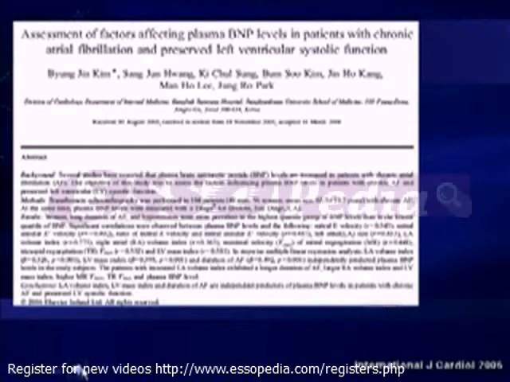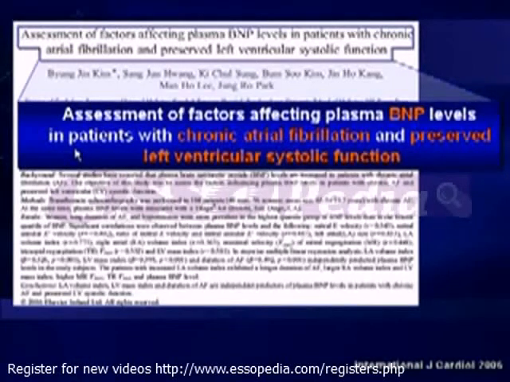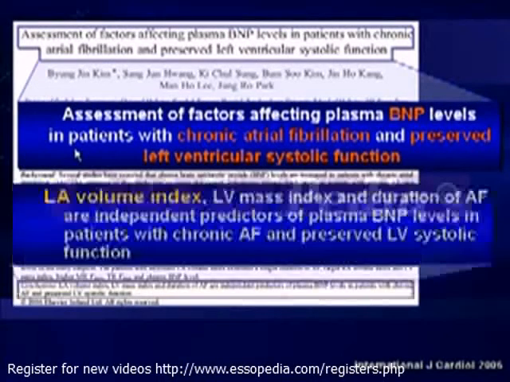Well, if we look at this paper, looking at factors affecting plasma BNP levels in patients with chronic AFib and a preserved LV ejection fraction, what is noted is that LA indexed volume remains an independent predictor of plasma BNP levels in these individuals with chronic AF and a normal LV ejection fraction.